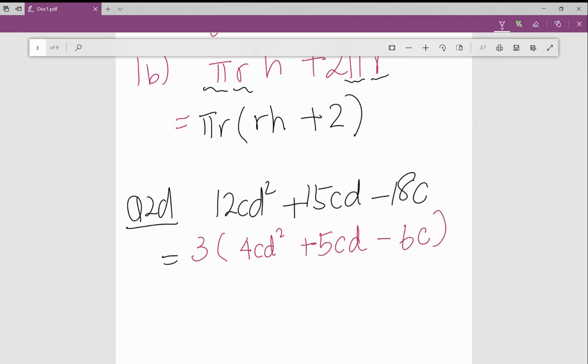This is factorized, but it is not fully factorized because you still can bring things out. What can you bring out? I see c everywhere. So I can bring 3c out. I'm left with 4d squared plus 5d minus 6. And that is the final answer.